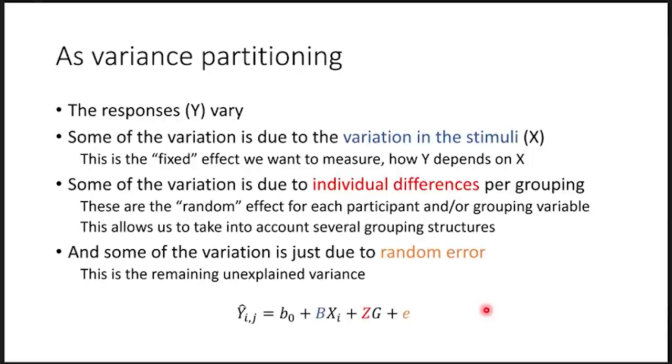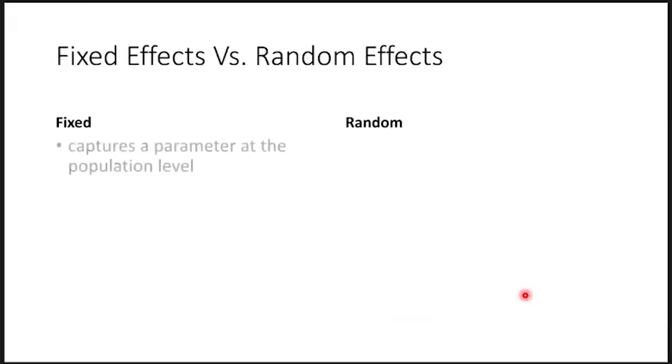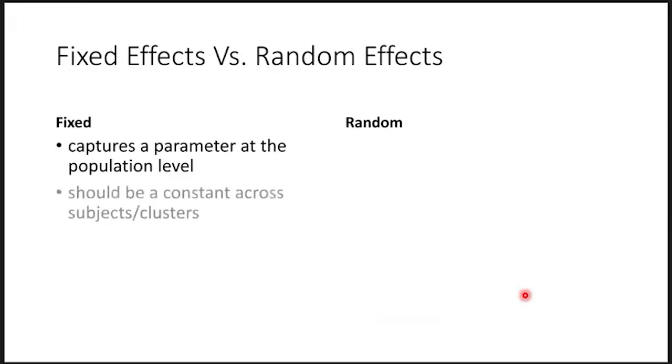Awesome. I want to talk about fixed effects versus random effects. The fixed effects are the coefficients that are multiplied by the independent variables, and the random effects are these corrections that we give per clustering. Okay, so fixed effects capture a parameter at the population level, right? It's across all the clusters together, taking into account the different clustering, but it's across all of them. It's not per specific cluster. It should be constant across subjects or clusters. That's what we assume. We assume that this is something that's across all the clusters that we see, but each cluster has some noise to it.